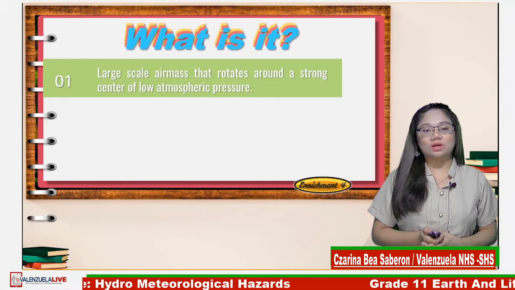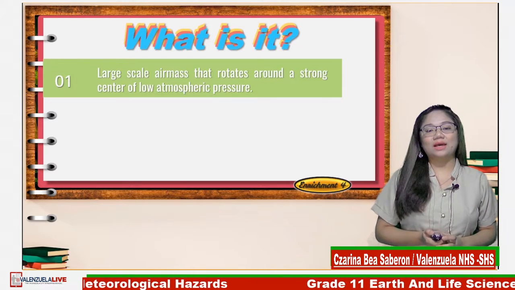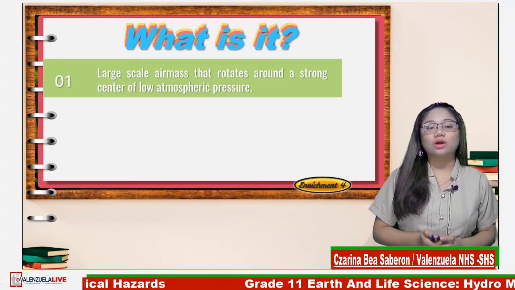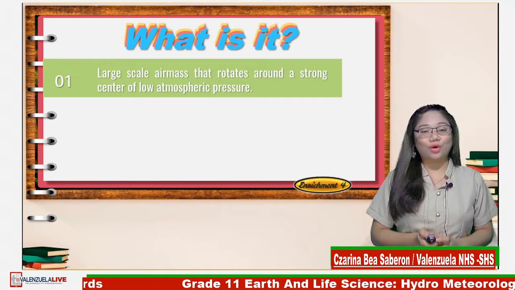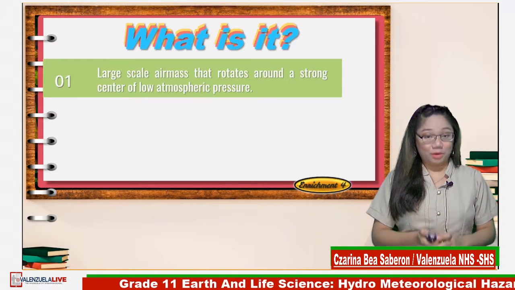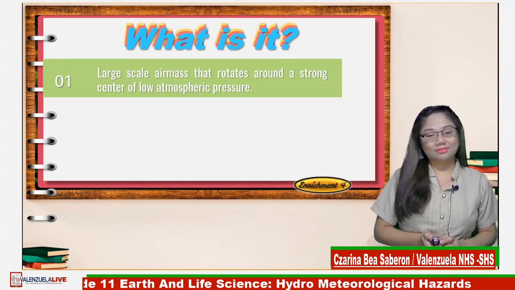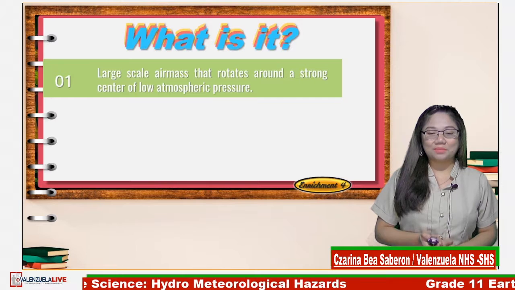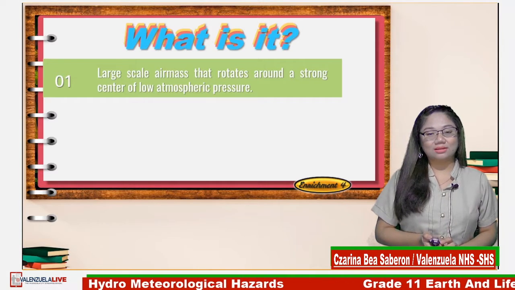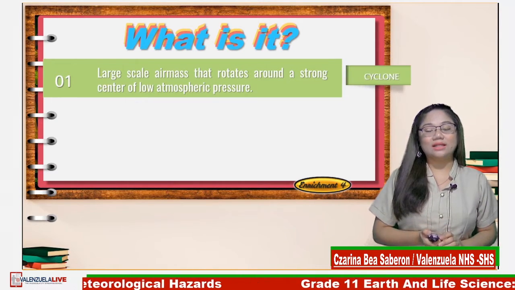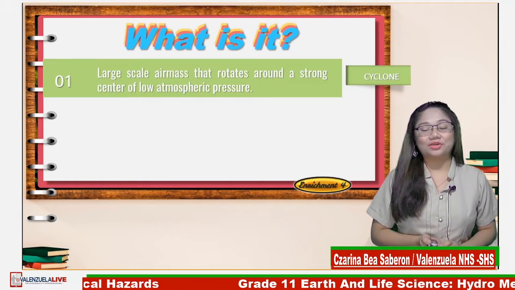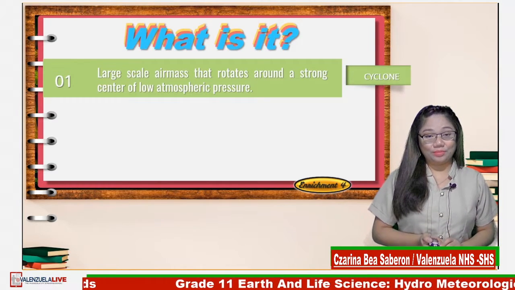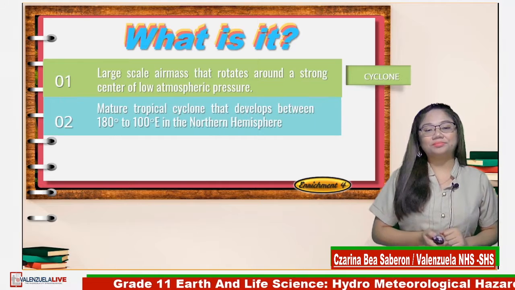So the first one is large-scale air mass that rotates around a strong center of low atmospheric pressure. You have 5 seconds to answer that, and just type in your answer in the comment box. So this one is very good. That is cyclone. Okay, next one.